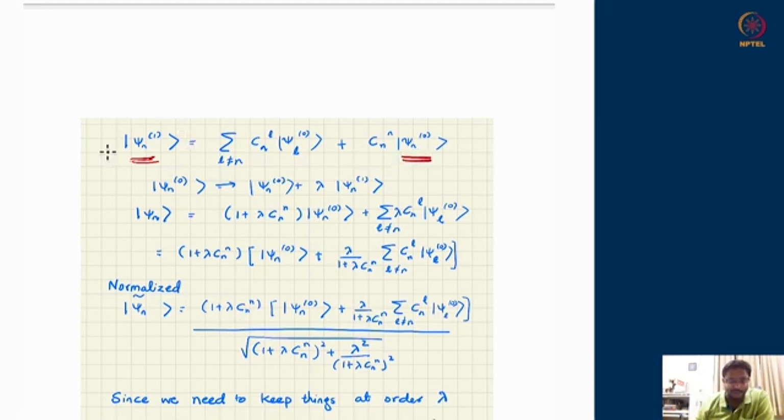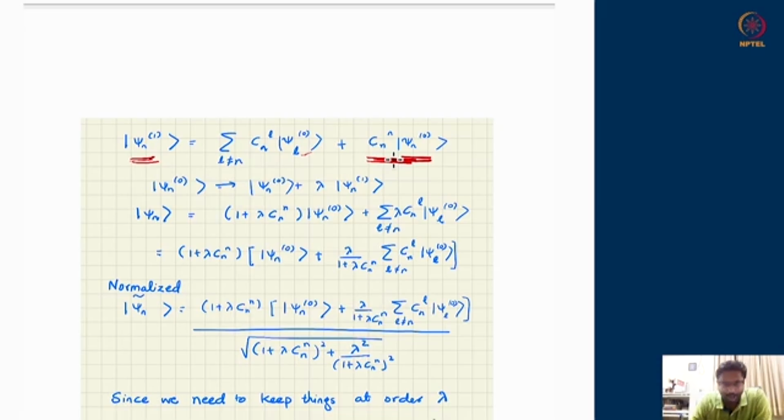Since this is just a wave function, and a wave function can be decomposed in the basis of the eigenfunctions of a Hermitian observable, which was the Hamiltonian, I can write this wave function as a superposition of all the previous eigenfunctions, psi n0, psi l0, where l runs from 1 to infinity. So in this decomposition, if psi n1 is not orthogonal to psi n0, there will be one term along psi n0. So this will be the term.